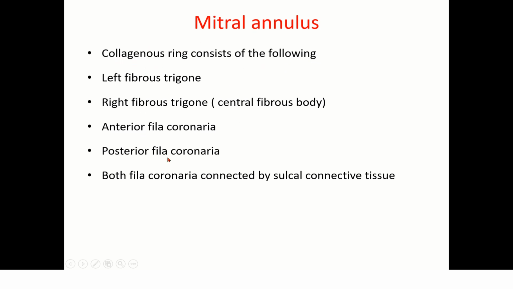The following are present within the mitral annulus, namely the left fibrous trigone, right fibrous trigone, central fibrous body, anterior and posterior fila coronaria. Both fila coronaria are connected by sulcal connective tissue. I'll show you this in the diagram.